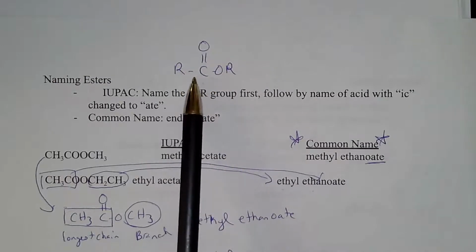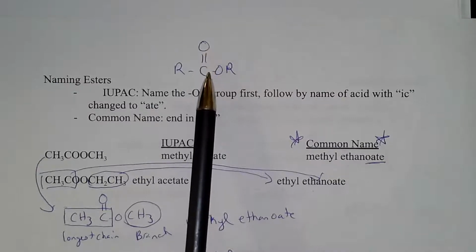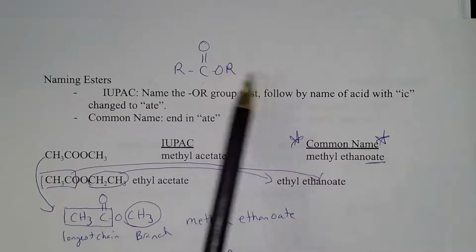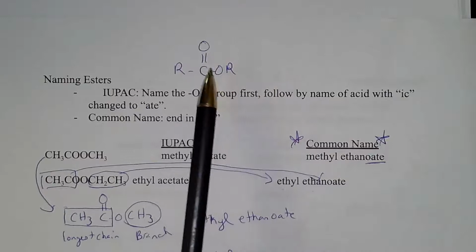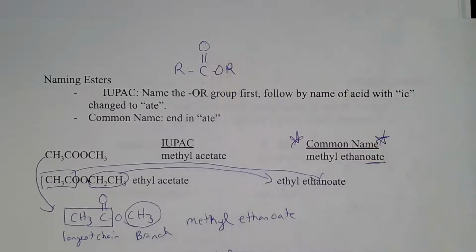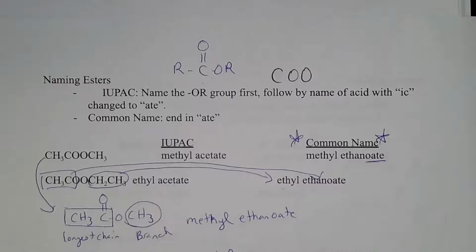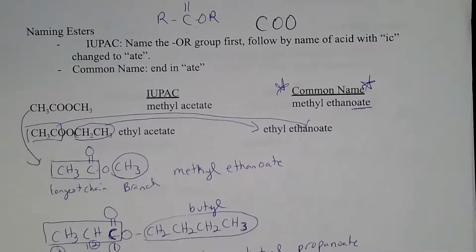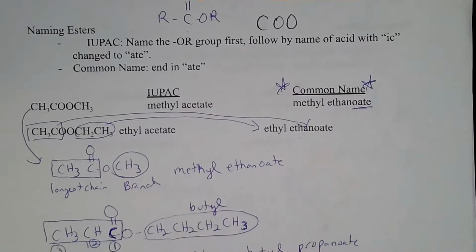So what makes something an ester is a C double bond O, and then you have an oxygen attached to that exact carbon, and then you have carbons on either side. So sometimes you will see books put it as COO, meaning that it has a double bond oxygen and then an oxygen attached to that carbon. The IUPAC system is kind of weird in how it is organized, so we're actually going to use the common name for this one.